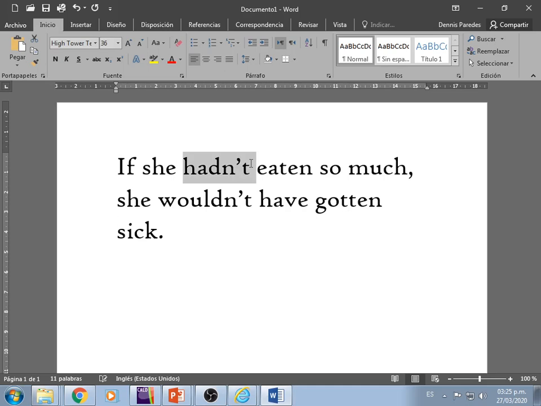So if you see what we have in here, this is a sentence in the third conditional. We're talking about some regrets as well. So if she hadn't eaten, we have the past perfect form, hadn't eaten so much, she wouldn't have gotten. Here we have the same would have. If it is in the negative form, the not is going to be right after the auxiliary. So in this case hadn't, and then wouldn't. In this case the modal wouldn't have gotten sick.